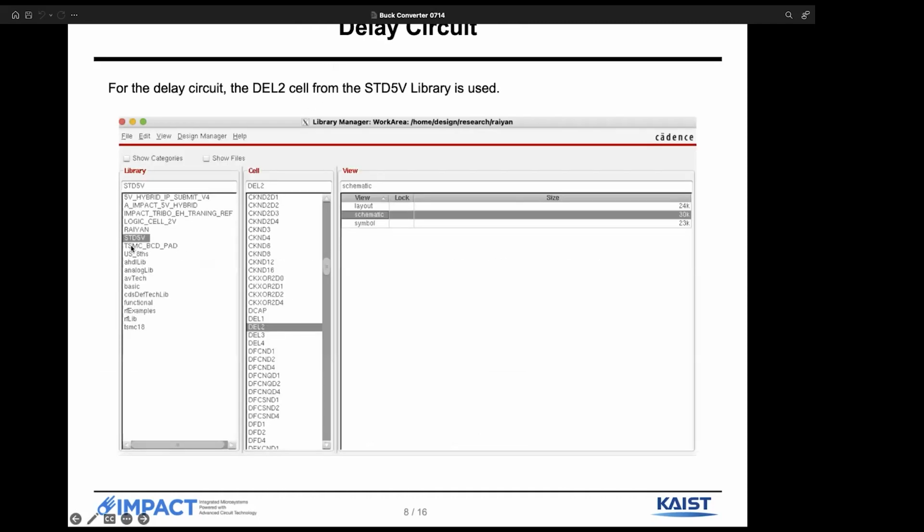For the delay circuit, I used the SGT5 poles library, this Dell 2 cell. I told you to use the 2 volt library. I sent you the 2 volt library. Isn't it, Thai? Do you use the 2 volt library? I just made the delay symbol by myself, but didn't do anything else.